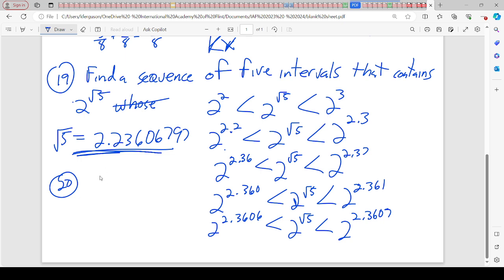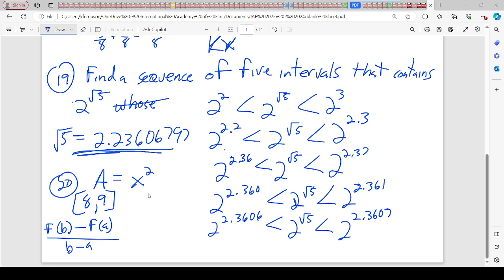So find the average rate of change for the area of a square. The area of a square is just x squared over the interval of 8 to 9. Well, the formula is f of b minus f of a divided by b minus a. Well, a is 8 and b is 9. My function or my formula, whatever, is x squared. So I'm going to say 9 squared minus 8 squared over 9 minus 8.